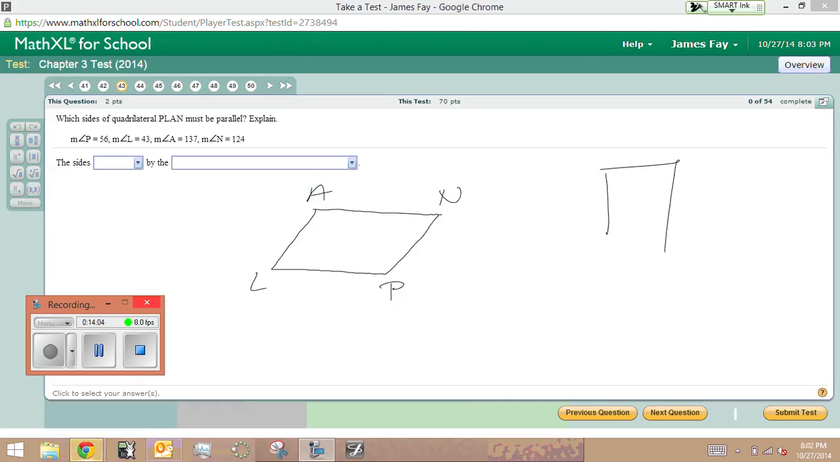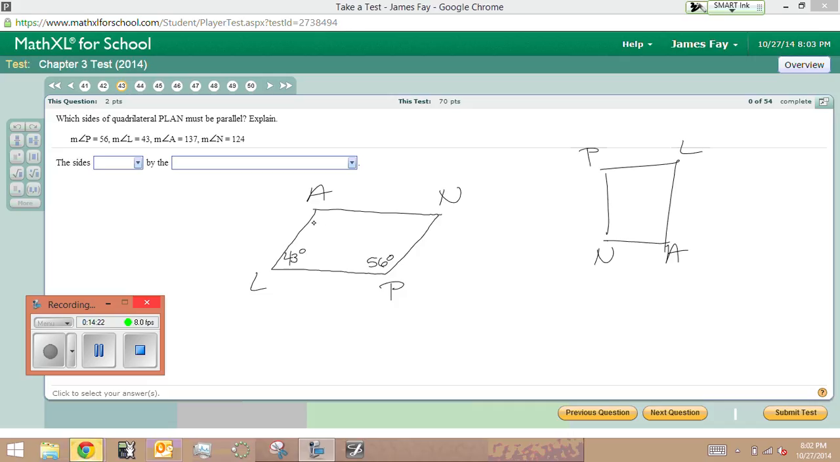You could have made a quadrilateral that looks like this and said that's P, that's L, that's A, and that's N. Either one is fine. But it says P is 56, so that's 56 degrees. L is 43.